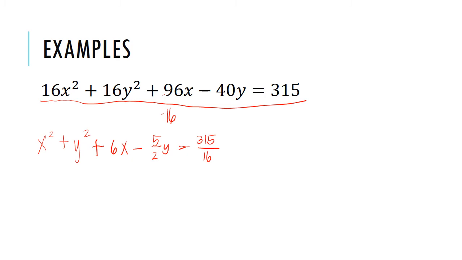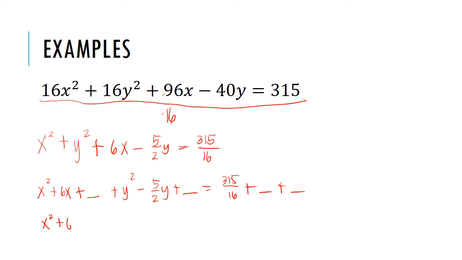Next, pagsamasamahin na po natin yung mga x. Direct ako na, magdadagdag na ako ng certain constant para ma-complete the square. Then for y squared, we have 5 all over 2y plus a certain constant equals 315 all over 16 plus a certain constant plus a certain constant. So we can now complete the square.